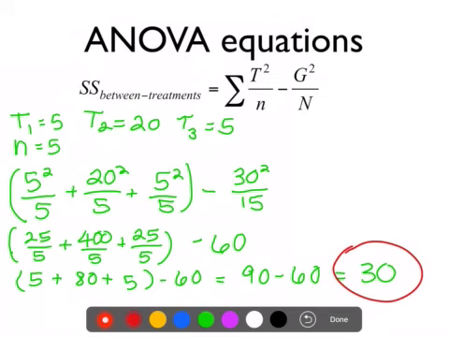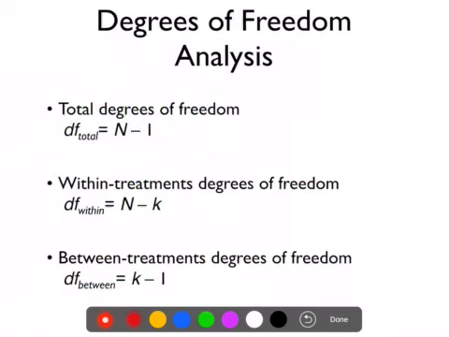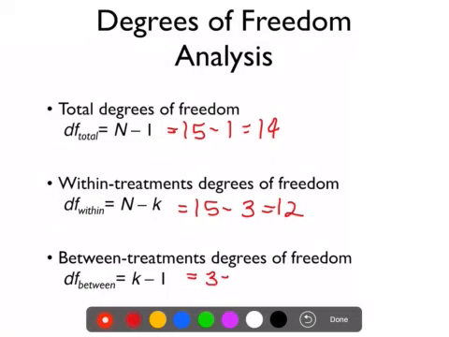Time to move on. Our degrees of freedom total, remember, we had a total of 15 people, minus 1 is equal to 14. For degrees of freedom within treatments, we had a total of 15 people minus the number of groups. We had 3 groups, so we have 12. And for between, we had 3 groups, that is K, minus 1 is equal to 2. So there's our degrees of freedom.